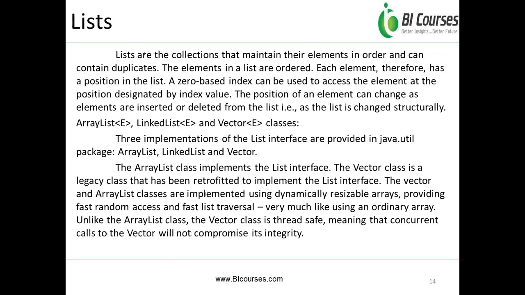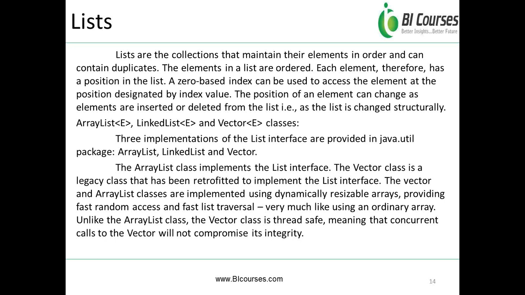Lists. Lists are collections that maintain their elements in order. Whatever order we have added, in the same order we can get the values, and it can contain duplicates, and a zero-based index can be used to access the elements at the position designated by the index value. The position of an element can change as elements are inserted or deleted from the list. So ArrayList<E>, LinkedList<E>, Vector<E>.